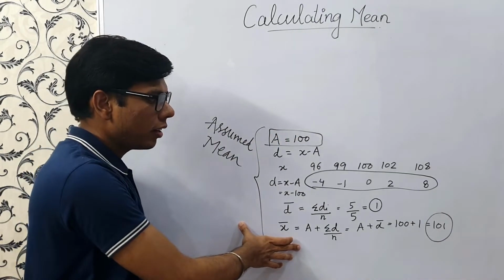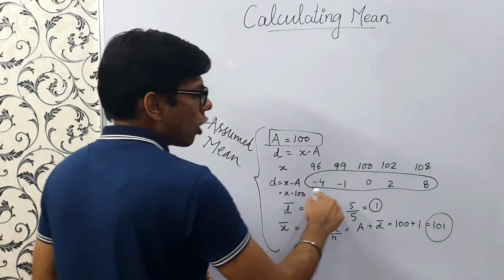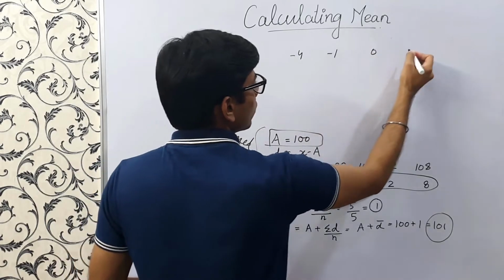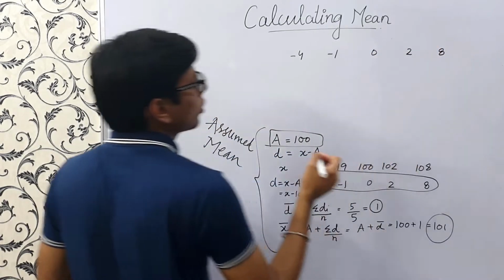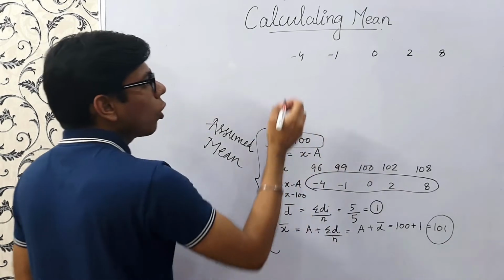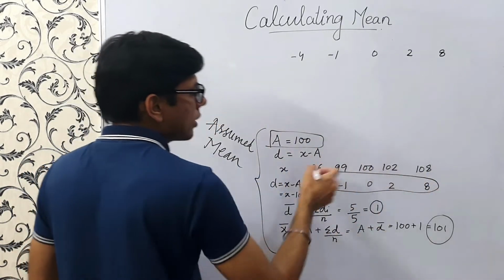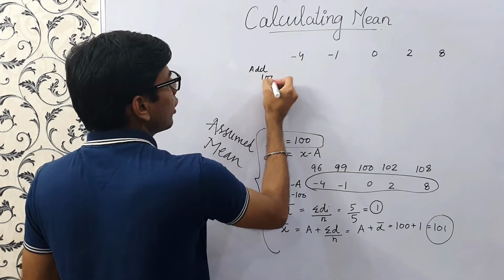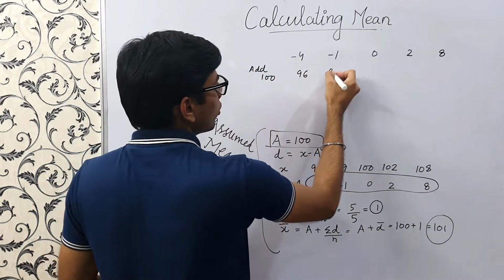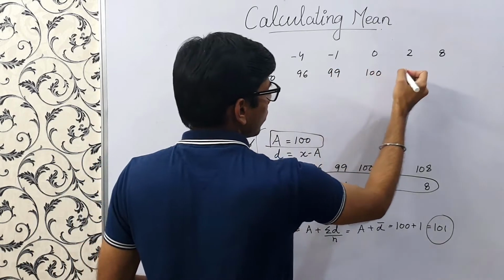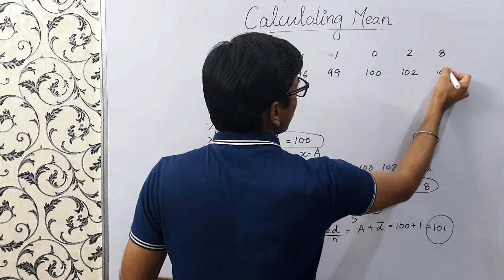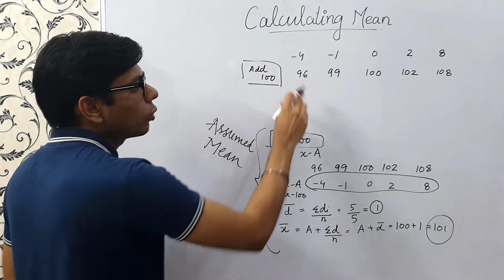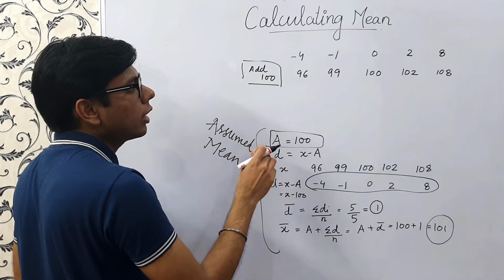So let's understand the logic behind this. Now our observations have turned out to be this. So suppose we have got these observations and we add 100 to all those observations, so we'll get the xi's. So if we add 100, add 100, so we'll get these observations after adding 100.